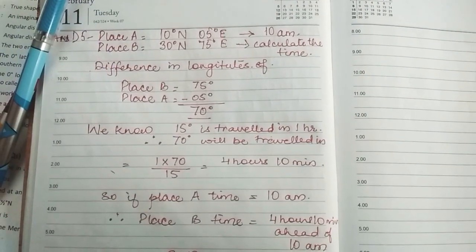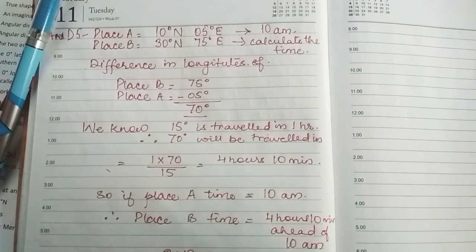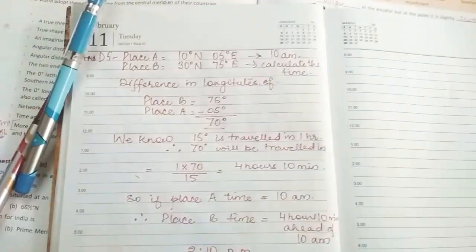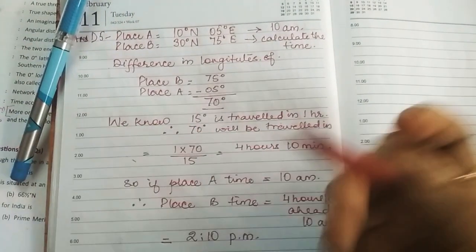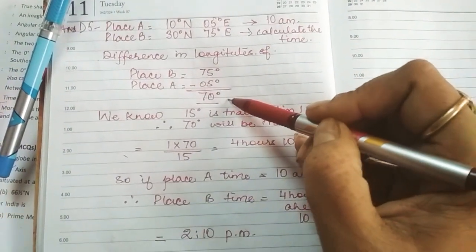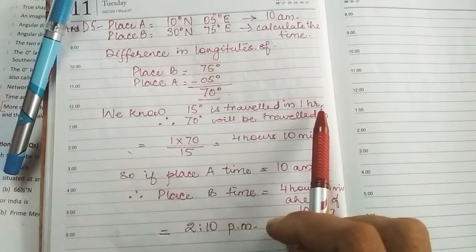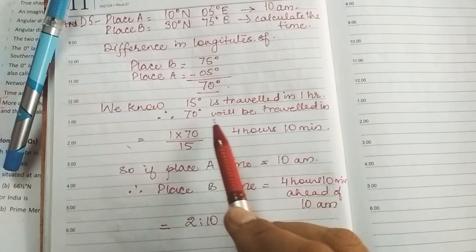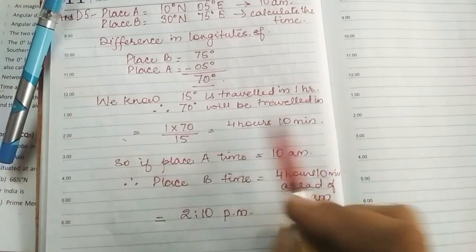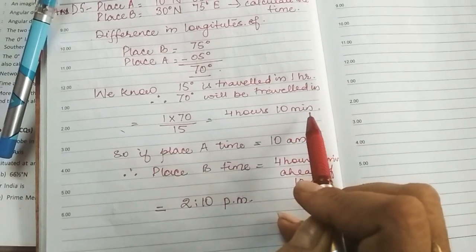The working will be, we'll find out the difference of longitudes of place B and A, so that makes it 70 degrees. You will show this whole working and write this as your answer. So it is 70 degrees. Then we know that 15 degrees is travelled in 1 hour. So therefore 70 degrees will be travelled in 1 into 70 upon 15, which is 4 hours 10 minutes.